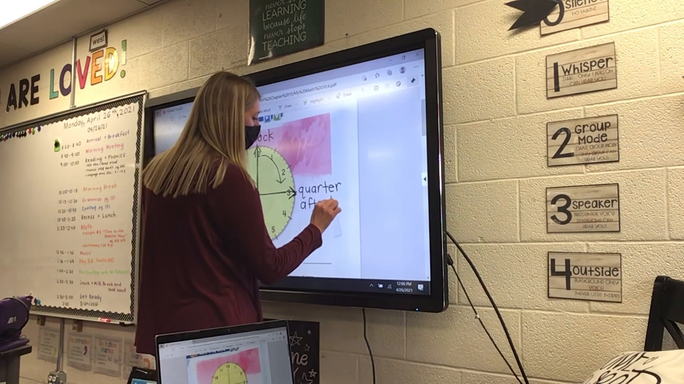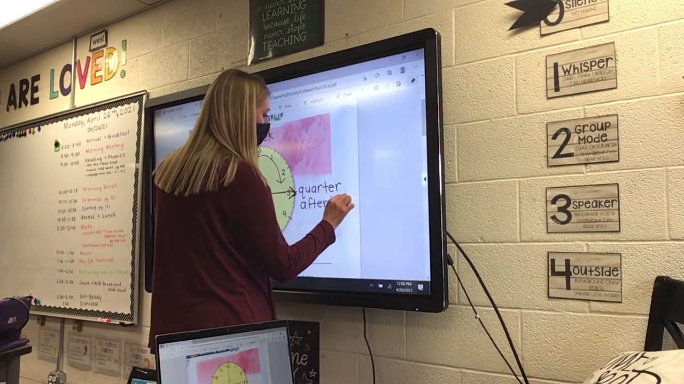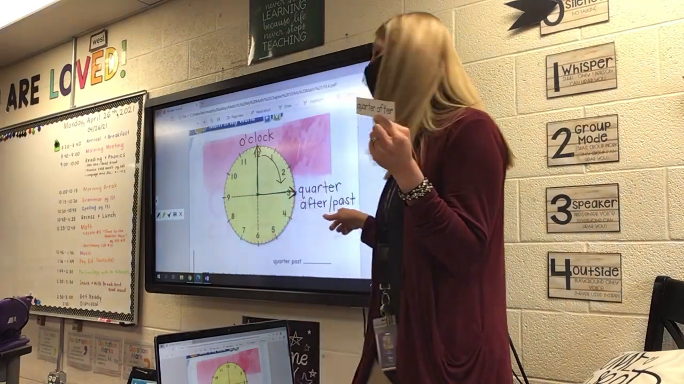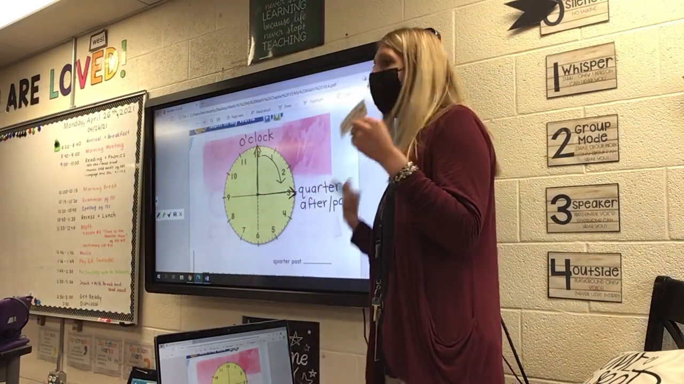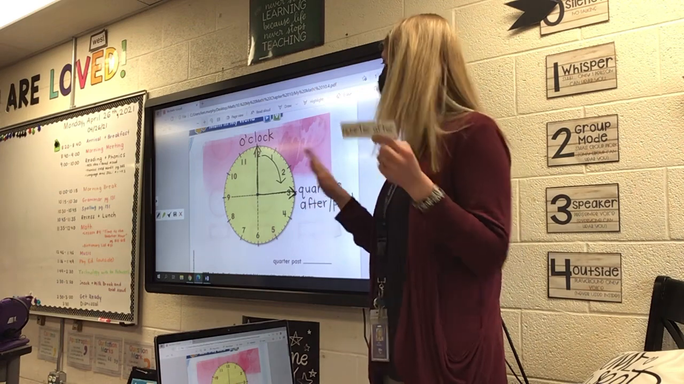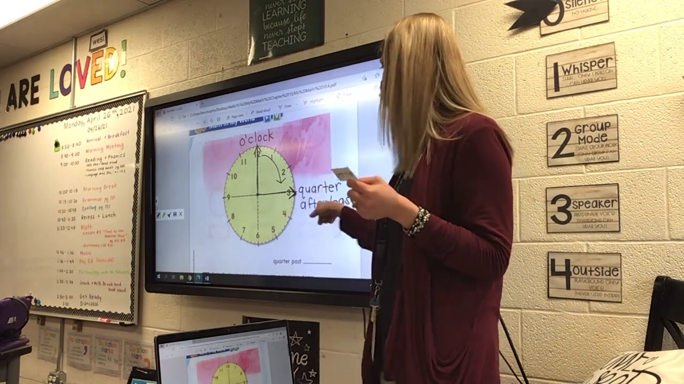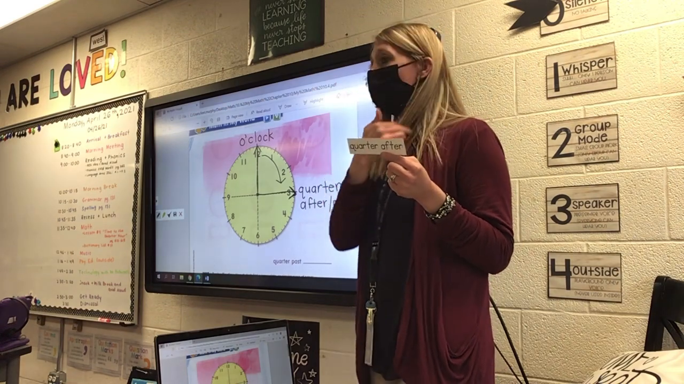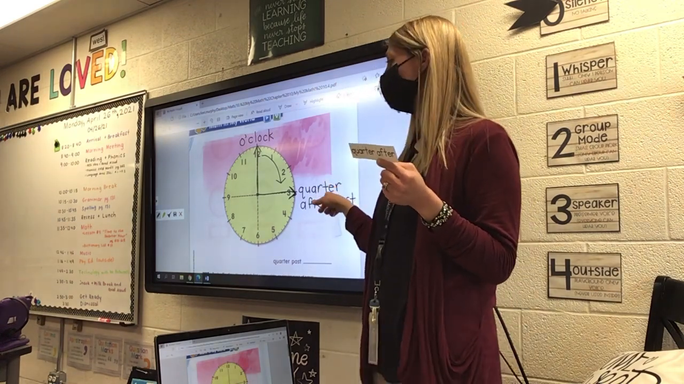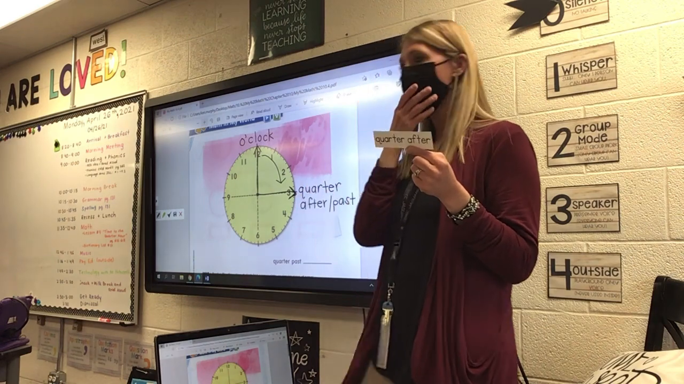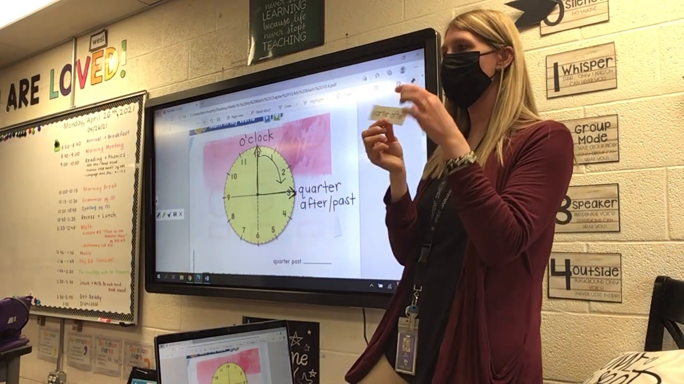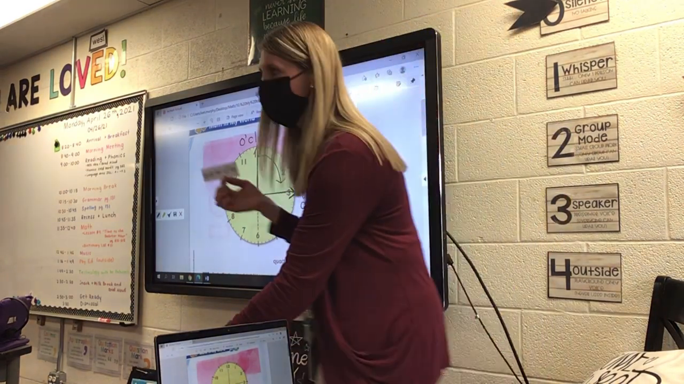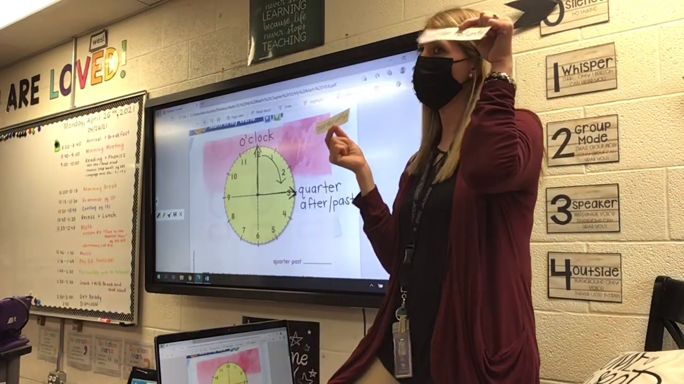Actually, let's put both. I might change my little slip here because sometimes you're going to see after, sometimes you're going to see the word past. So quarter after 8. A quarter past 8. So put both, please. Put both. I might fix this. Actually, when you guys are at music and PE, I'm going to change this to say the two words, because you are going to see it both ways.